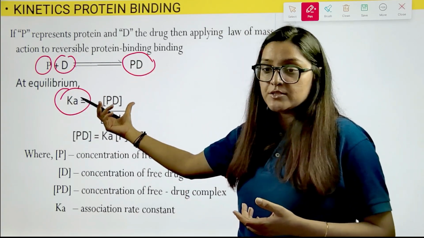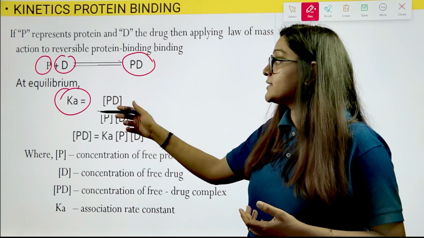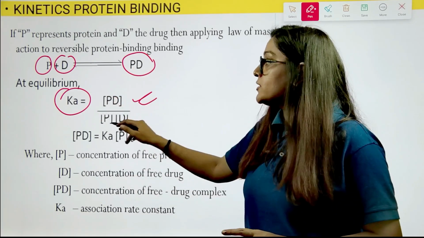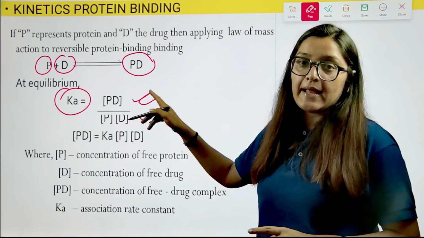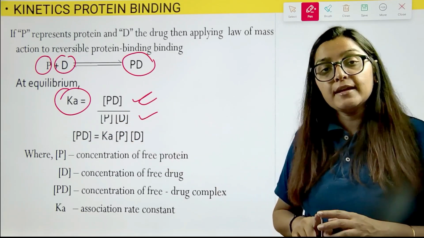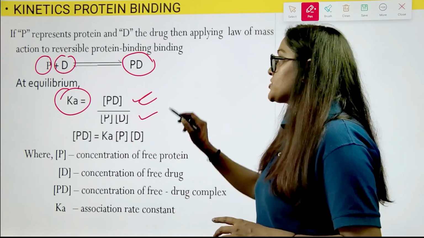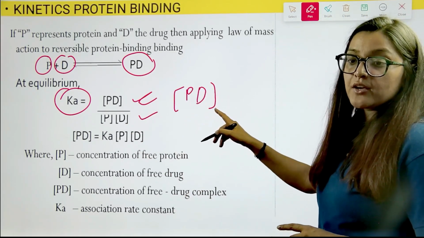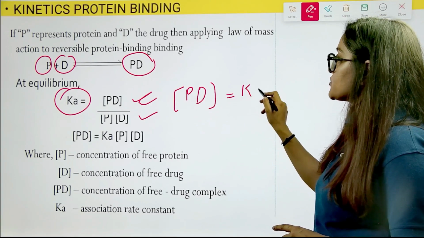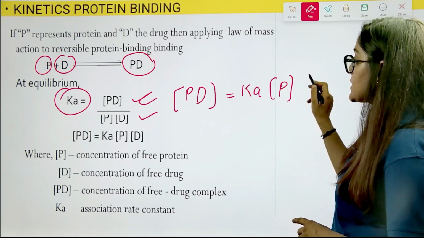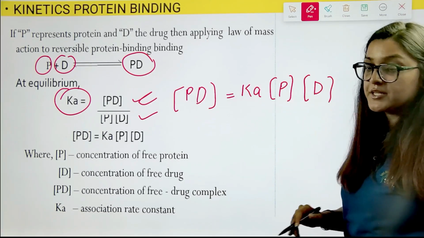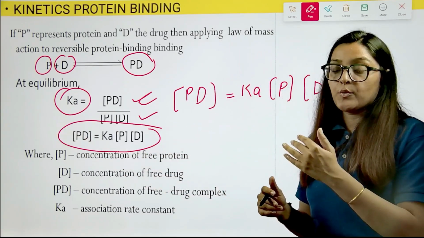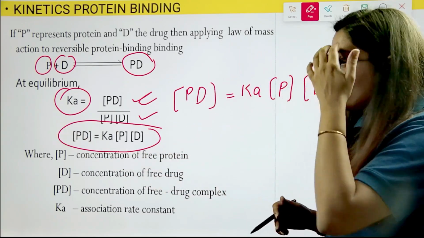So it will indicate the concentration of product, which will be none other than your concentration of protein-drug complex upon your free concentration of protein and the concentration of your free drug, right? So from this equation you can get a simple equation for the concentration of drug which is protein bound: that will be association constant into protein concentration into drug concentration, which is what is mentioned here. We have to use this equation in the upcoming correlation.